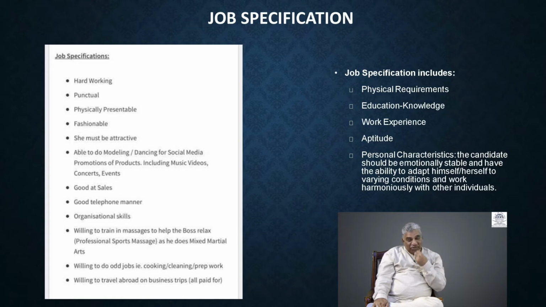So, these are all the aspects which a job description will not be able to talk about, but a job specification will talk about. Okay. Able to do modeling, and he should be able to actively participate in cultural activities like dancing for social media promotion of products, including music videos, concerts. These are all certain things. For example, a salesperson must show some artistic skills. These are all the things which are extra required, as desirable sometimes, or sometimes as essential.